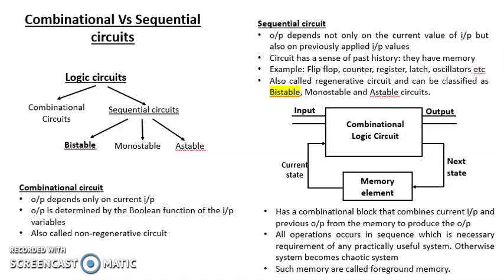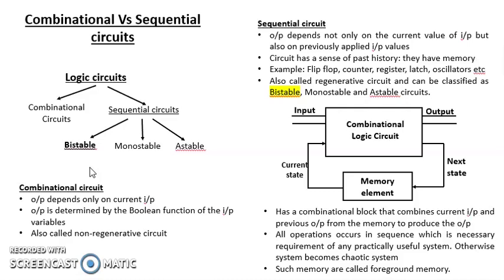Now digital logic circuits in a broad sense are classified as combinational logic circuits and sequential logic circuits. In case of combinational circuits, the output depends only on the current input of the circuit. So if the input changes, the output also changes. Output is determined by the Boolean functions of the input variables. Such circuits do not have any capability to store information, and these are also called non-regenerative circuits.